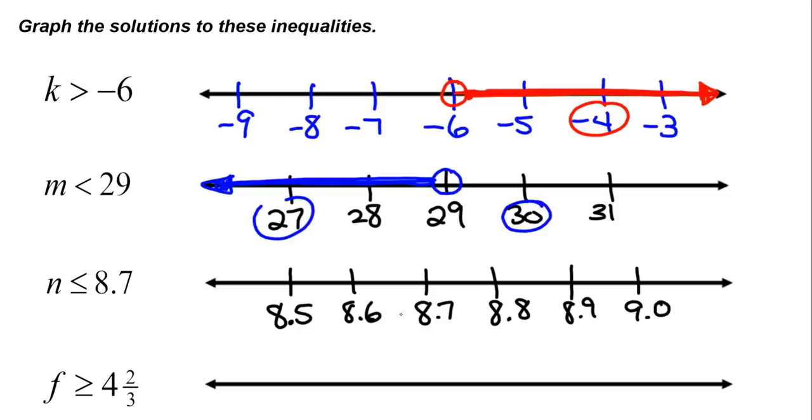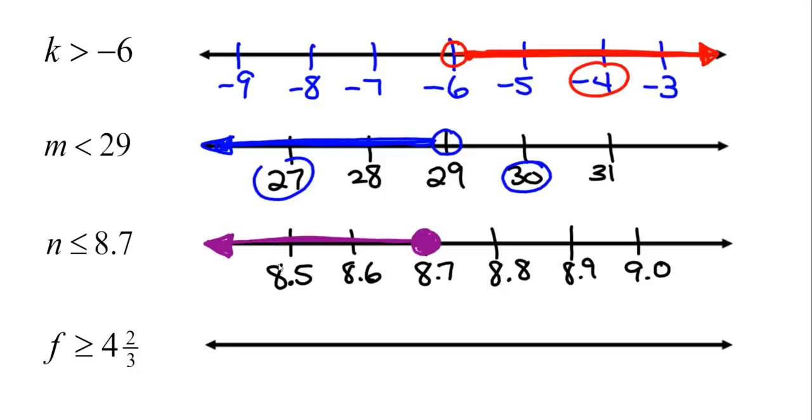So when I'm dealing with decimals, I might not be counting by ones, I might be counting by tenths or so on. So we want everything that is less than or equal to 8.7. So now 8.7 is included as a possible solution. So I'm going to put a nice solid dot on 8.7, and I want everything less than 8.7. So I'm going to go to the left, because these are all the numbers that are less than 8.7. And that's what the graph of that inequality would look like.